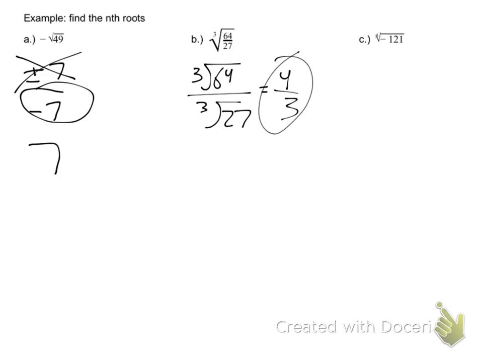Cool stuff. And what about the fourth root of negative 121? Couldn't be, so therefore we say no real solution or no real numbers. I told you guys, if you're taking an even root of a negative, just say, hey, there's nothing real here, and you're good to go. Wait, is that a 4? That's a fourth root of negative 121.